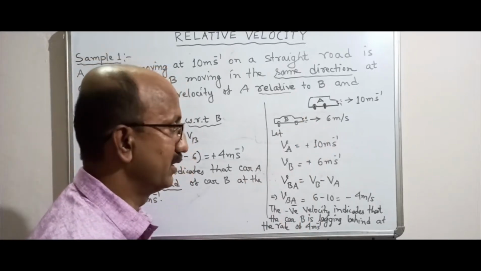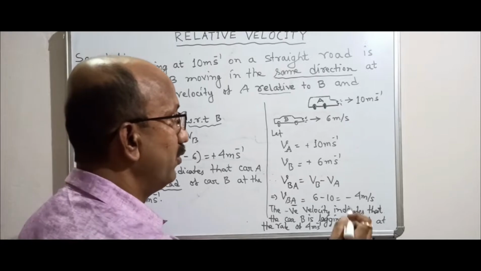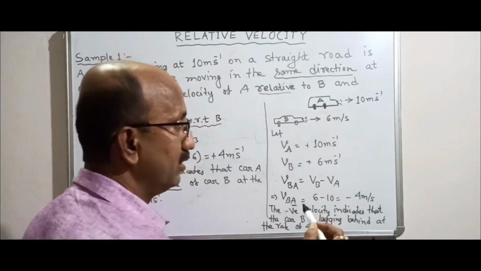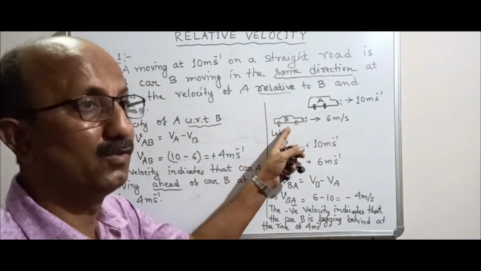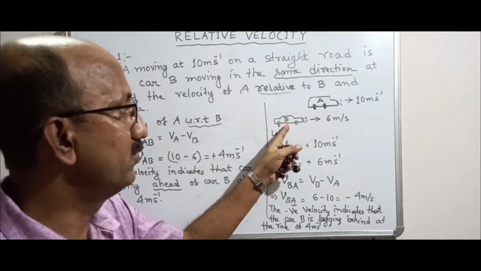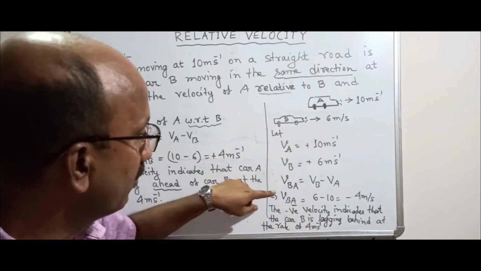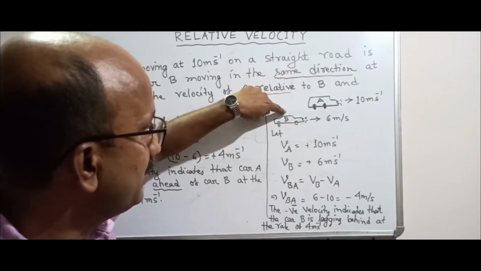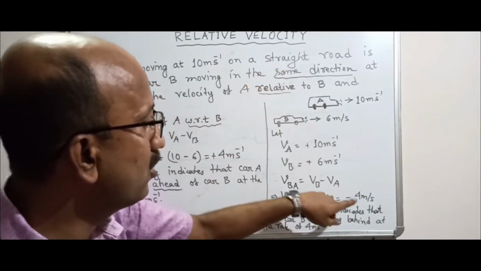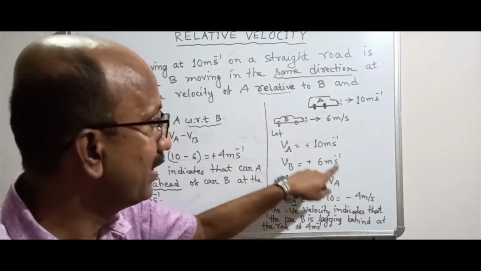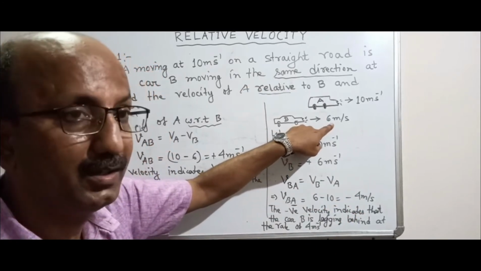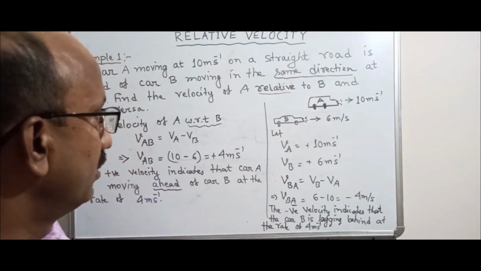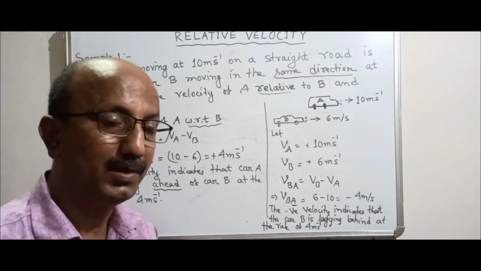But actually B is moving with 6 meter per second. So whenever you are in a car and another car is also moving, you always see the relative velocity of that car. You don't see the actual velocity. Like in this example, velocity of B with respect to A. So A feels that car B is moving with a velocity of only 4 meter per second. Minus means lagging, but actually it is moving with 6 meter per second. That is the concept of relative velocity. Let me take another numerical sample, numerical number 2.